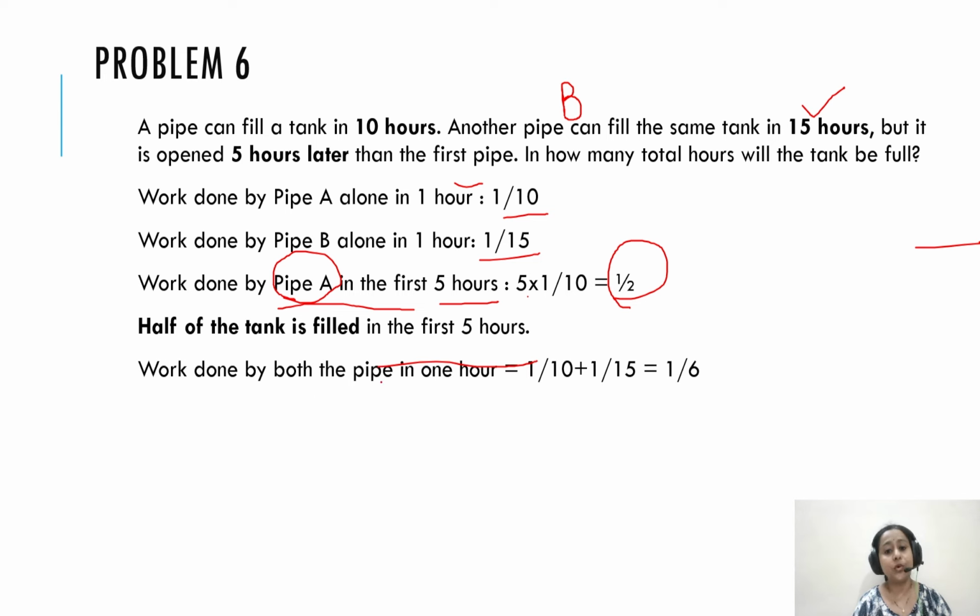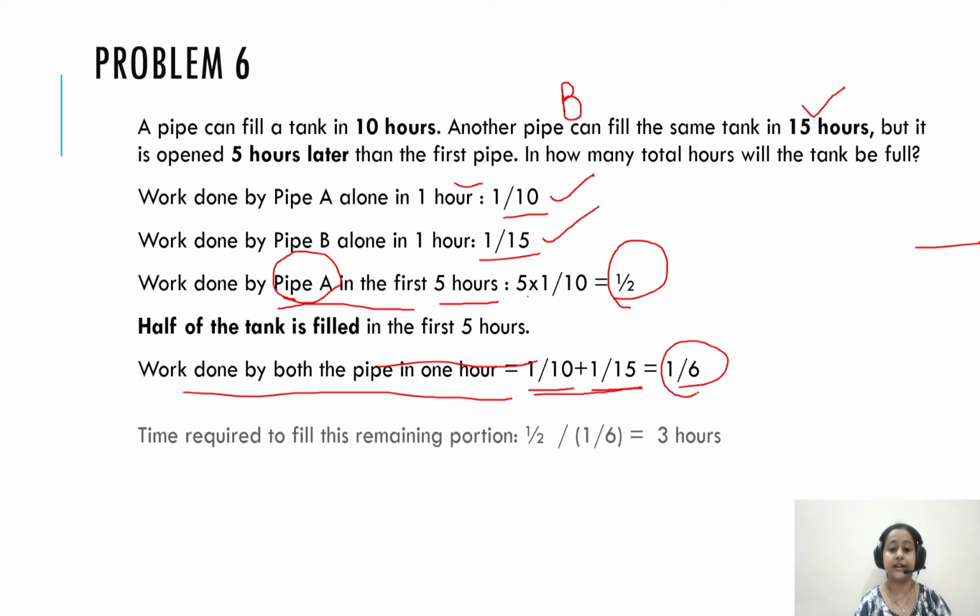Now we will find out how much work is done by both pipes in 1 hour. So 1 by 10 is the individual efficiency rate of pipe A, and the individual efficiency rate of pipe B is 1 by 15. So jointly, if they are open, they can fill 1 by 6 portion of the entire tank in 1 hour.